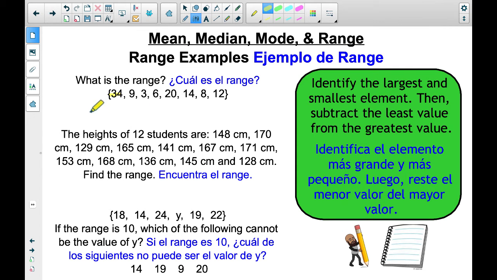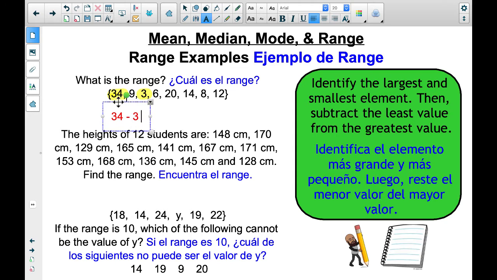I'll make this bigger so we're clear. There we go. Now, the smallest element, we got 12, 3. 3 is clearly the smallest. So all I need to do now is I am going to make this smaller. Let's make this red. I'm going to take my largest value and subtract away my smallest value, and that gets a value of 31. So my range here is 31.